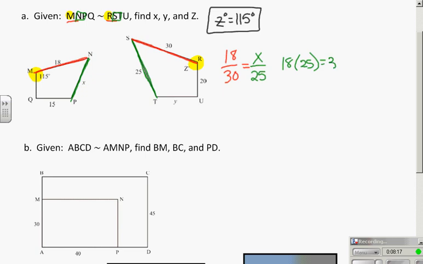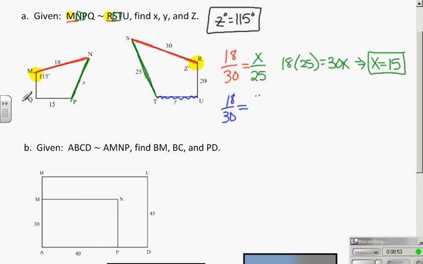Cross multiply. And when I do that, I find out that X is 15. Now I'm going to go back and continue to use this 18 over 30. I could now use 15 over 25, but if I calculated the 15 wrong, then my next one's going to be wrong. So 18 over 30 was given. I want to use that.